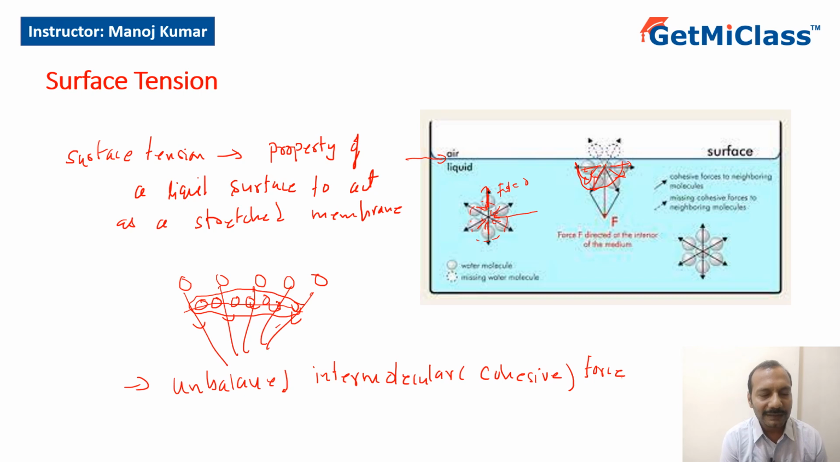Now, due to surface tension, what happens? As you can see, these surface molecules are always pulled into the surface. The surface tension always tries to minimize the surface area of the surface, and because it is trying to minimize the surface area, it tries to keep the surface in the minimum potential energy state.